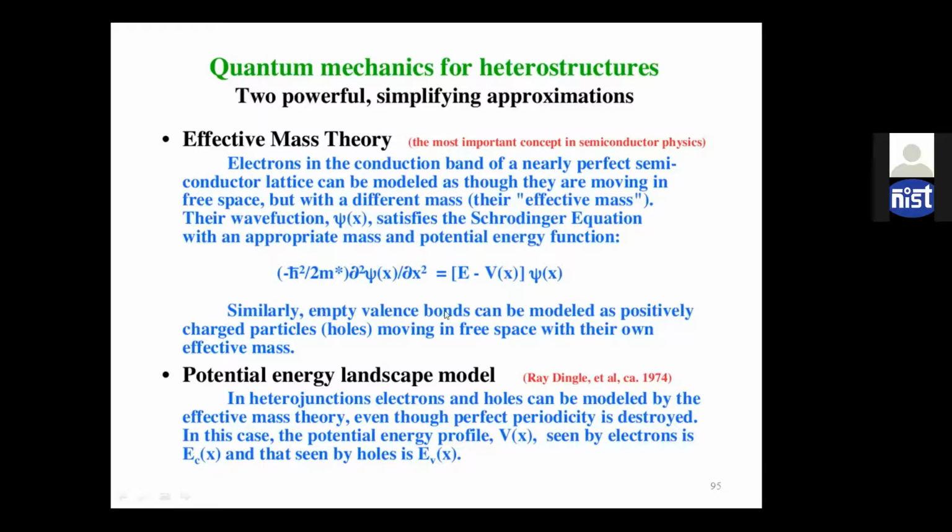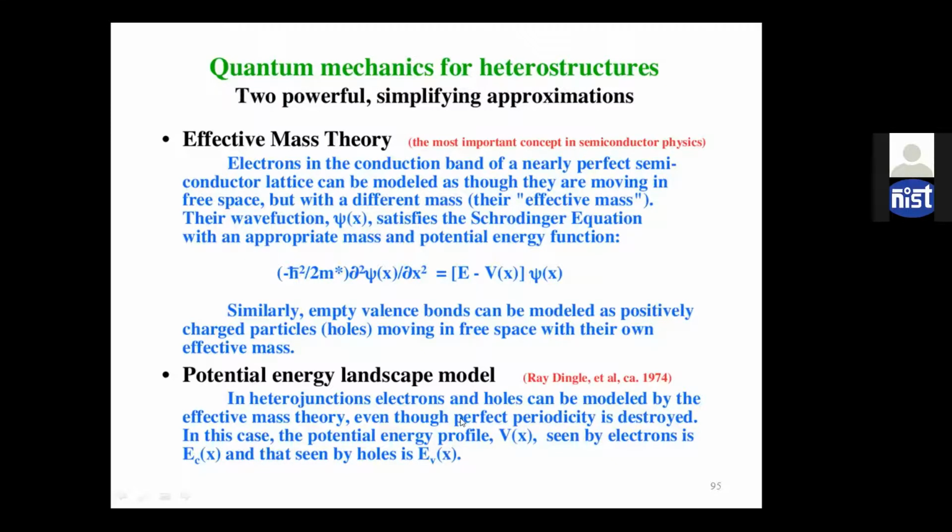Similarly, we can treat empty valence bands as positively charged particles, that is holes, moving in free space with their own effective mass. So in heterojunctions, as per the potential energy landscape model, electrons and holes can be modeled by the effective mass theory, even though perfect periodicity is destroyed. In this case, the potential energy profile V of x seen by the electron is Ec of x, and that seen by the hole is Ev of x.